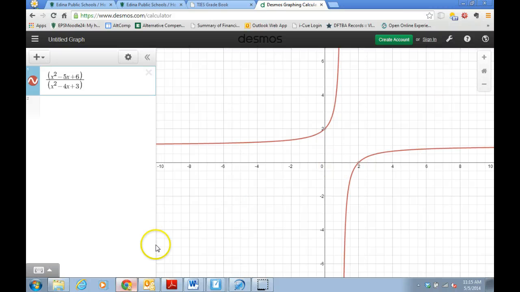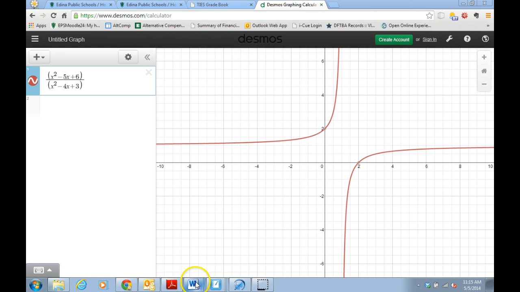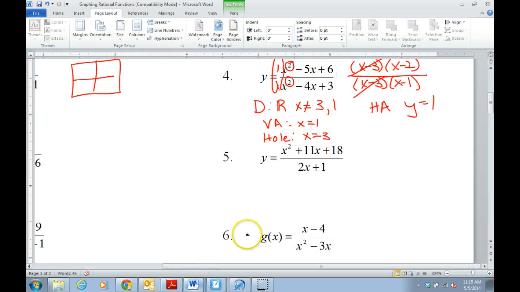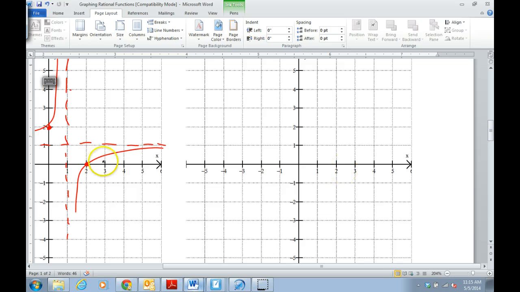All right, so now if I go back to my actual sketch, I'm going to make sure that at 3 here, I put a little hole there by putting an open circle. Yeah, there's nothing there. It jumps. So that's how you account for the hole.